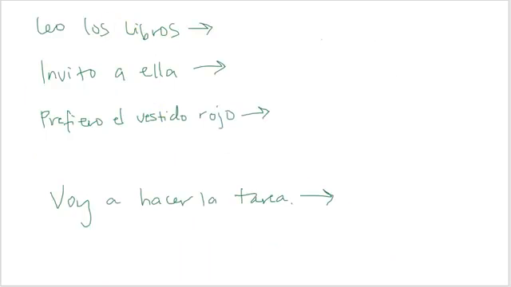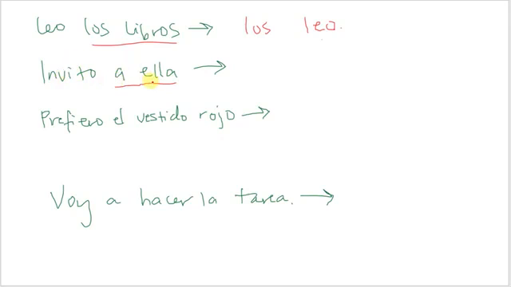Okay, a little more practice. So here, leo los libros. Los libros are the direct object because who or what am I reading? I'm reading the books. So los libros are going to be masculine and plural. So it would be los. And then the direct object goes before the verb. So los leo. So I read the books. I read them.